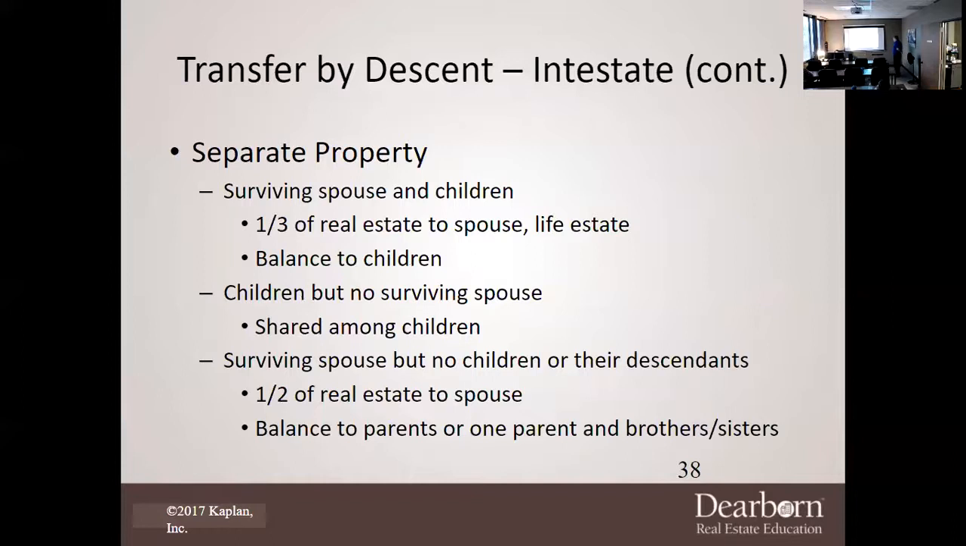Now, if it is separate property, with a surviving spouse and children, there's going to be one third of the real estate to the spouse, and this could be a life estate, and the balance, the remainder, goes to the children. If there are children but no surviving spouse, then of course it's shared among the children. And if there is a surviving spouse but no children or their descendants, then half of the real estate would go to the surviving spouse, while the balance would go to the parents or one parent or their brothers and sisters. The goal of this is we want to try to keep the things what? Amongst family. Okay.